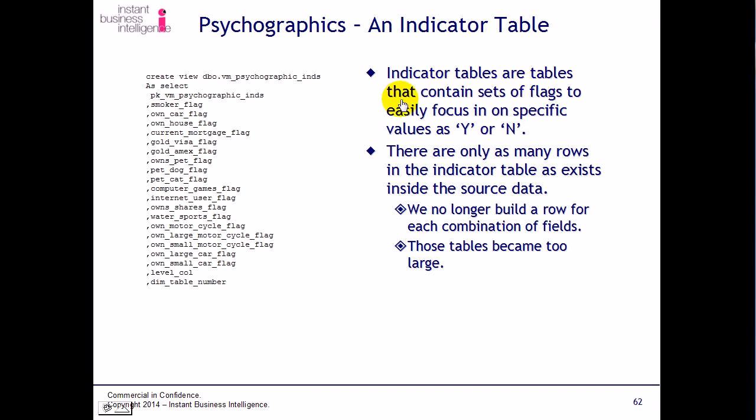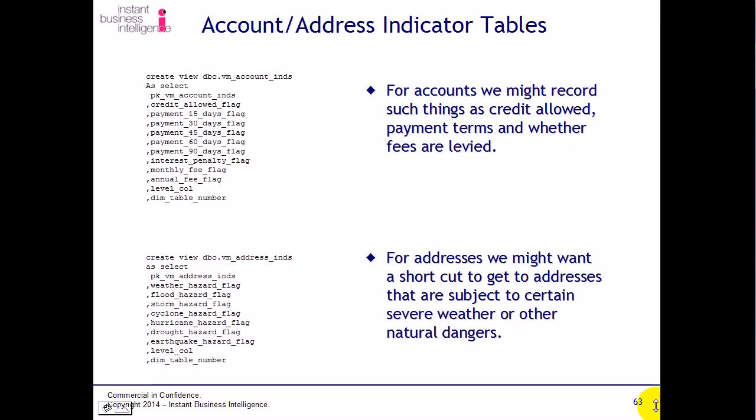Now, the indicator tables are tables that contain sets of flags to easily focus in on specific values of yes or no. There are only as many rows in the indicator table as exist inside the source data. We long ago invented a method where we no longer need to build a row for each combination of fields because those tables became too large. So we got rid of that problem. There can never be any more psychographic indicator rows than there are actual historical combinations in the data. Okay, we got it down to that.